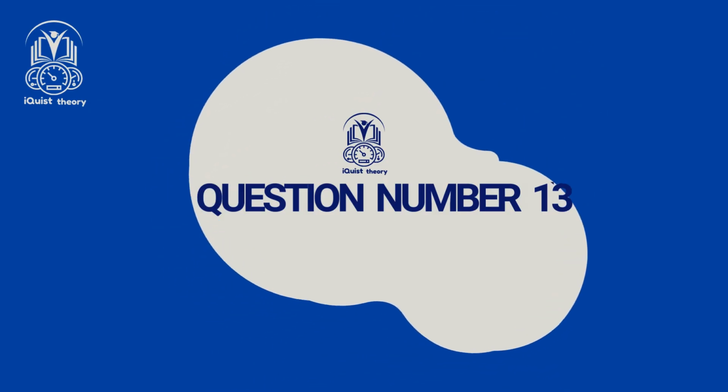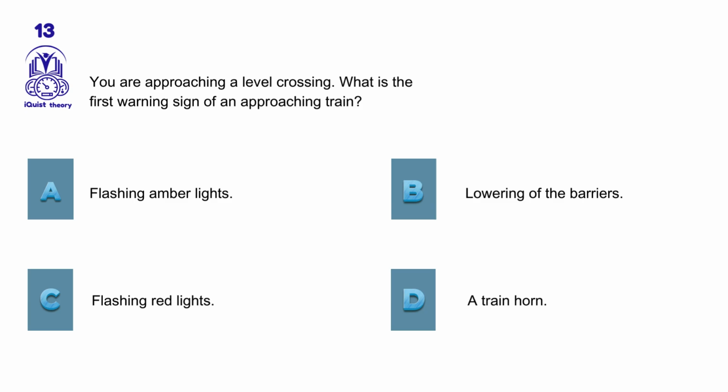Question 13. You are approaching a level crossing. What is the first warning sign of an approaching train? A. Flashing amber lights. B. Lowering of the barriers. C. Flashing red lights. D. A train horn.